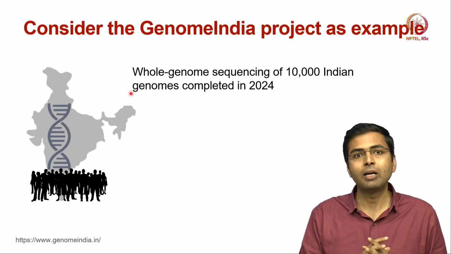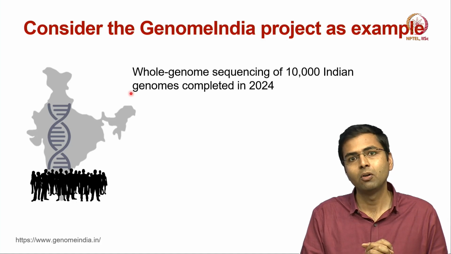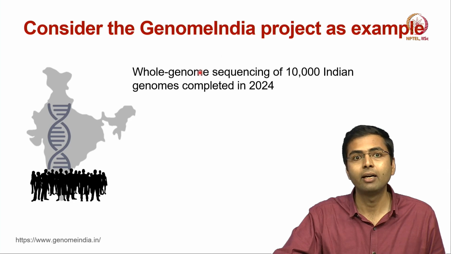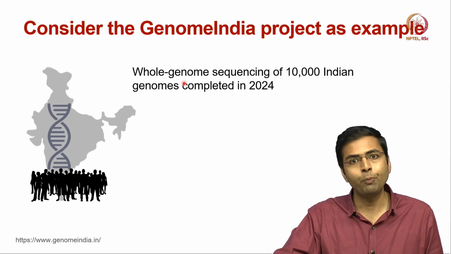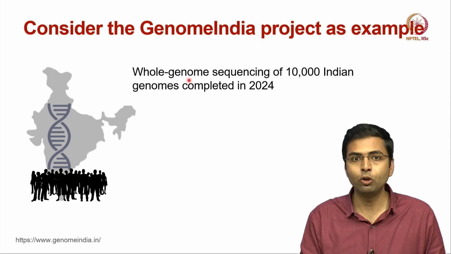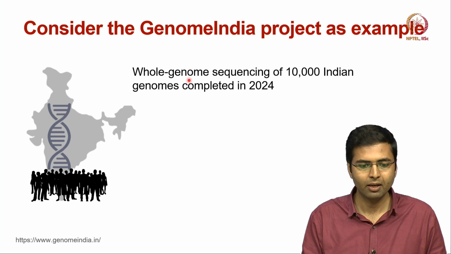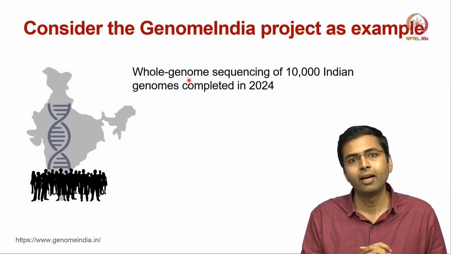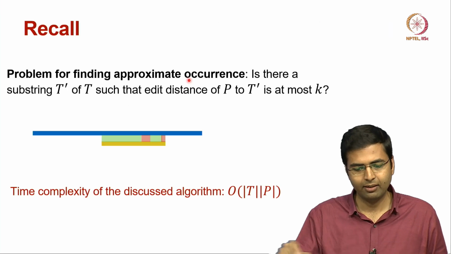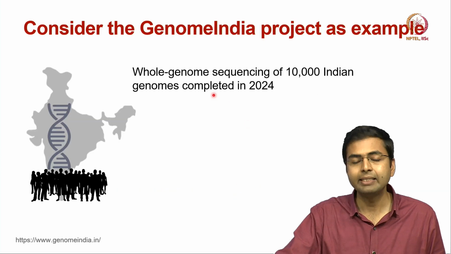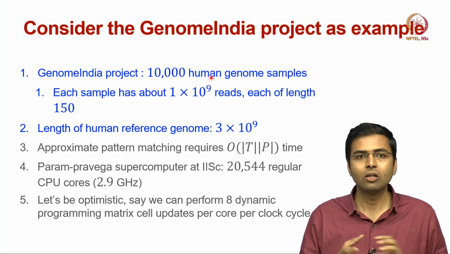Now, let us consider the application of this algorithm in a real world setting where we have sequenced 10,000 Indian genomes. This is the Genome India project, which has recently completed sequencing of 10,000 Indian genomes using whole genome sequencing methods. Let us understand the amount of data involved and see whether the dynamic programming method we have discussed so far can be used at this scale.